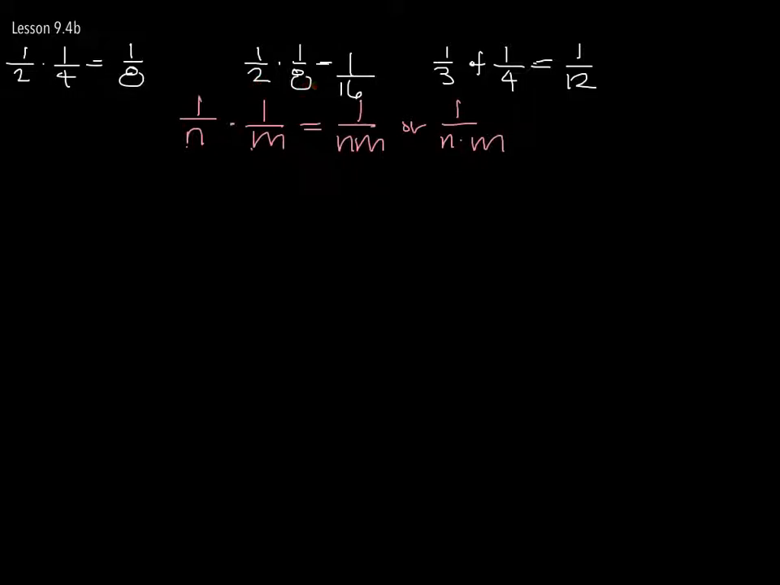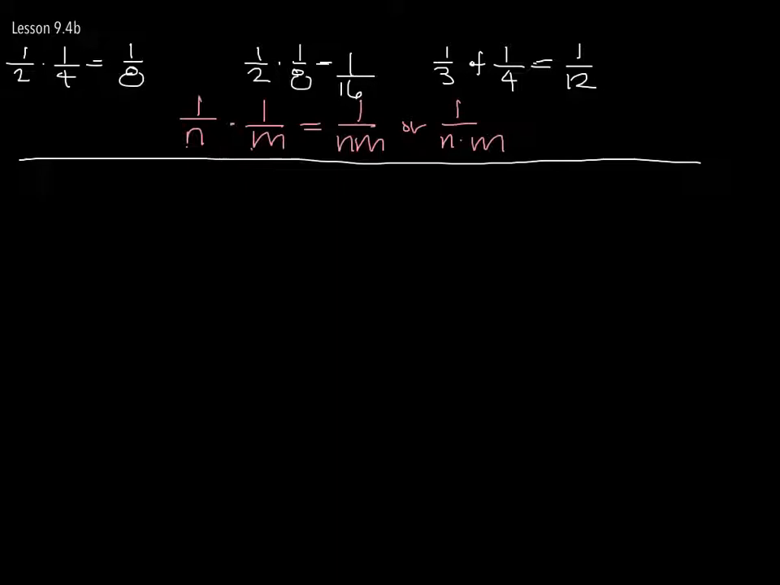Next, 1 over 2 times 1 over 8, multiply them together, n times m, we're going to get 1/16. Then 1 over 3, 1 over 4, multiply them together, we're going to get n times m, or 12. So that's the pattern we're working with. That's the formula we're going to use. And we're going to get a more general, all-encompassing formula as we go forward. But that's where we're going to start right now.